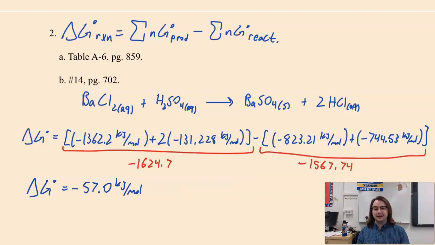So again, negative. So what do the signs mean for delta G? We know what the signs mean for H and S, right? For H, a positive means endothermic, a negative means exothermic. For S, a positive means increasing disorder, but a negative means decreasing disorder. But what does it mean for G?